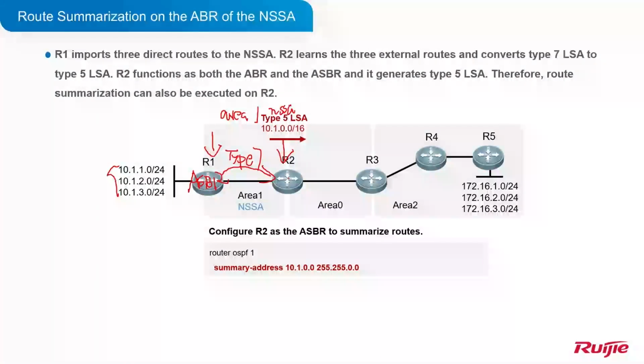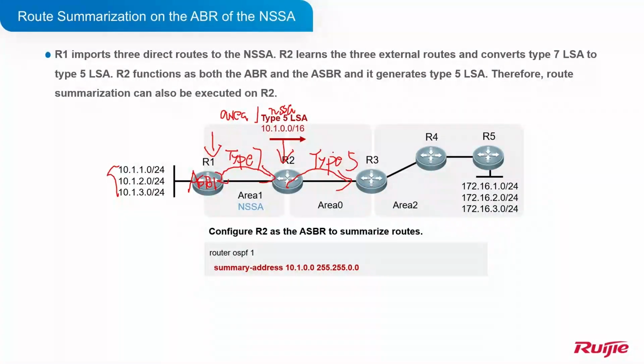So the R2 device is the ABR device belonging to the NSSA area, right? And so in order for other devices to recognize the LSA information from the NSSA area, on R2 device, we will convert the type 7 LSA information to type 5 LSA information. Okay, so here it transmits the type 5 LSA information.